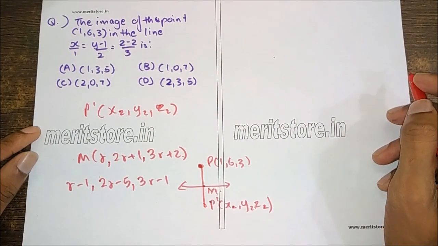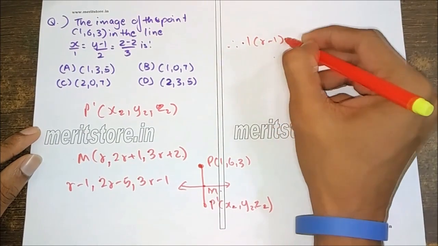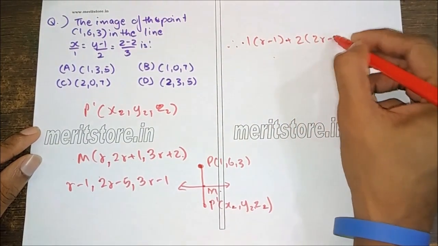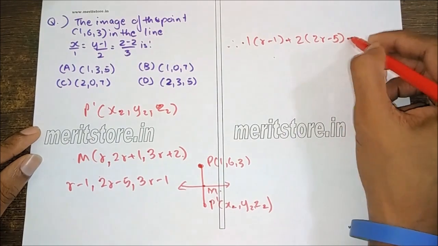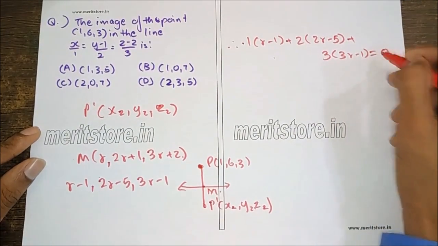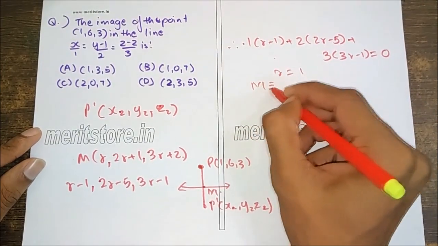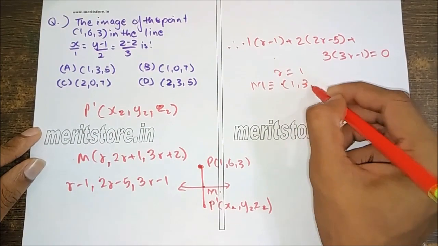Since the line PM is perpendicular to the given line, we can write 1 minus r1 minus 1 plus 2, 2r minus 5 plus 3, 3r minus 1, which is equal to 0, which gives r is equal to 1. Therefore, M is equivalent to (1, 3, 5).